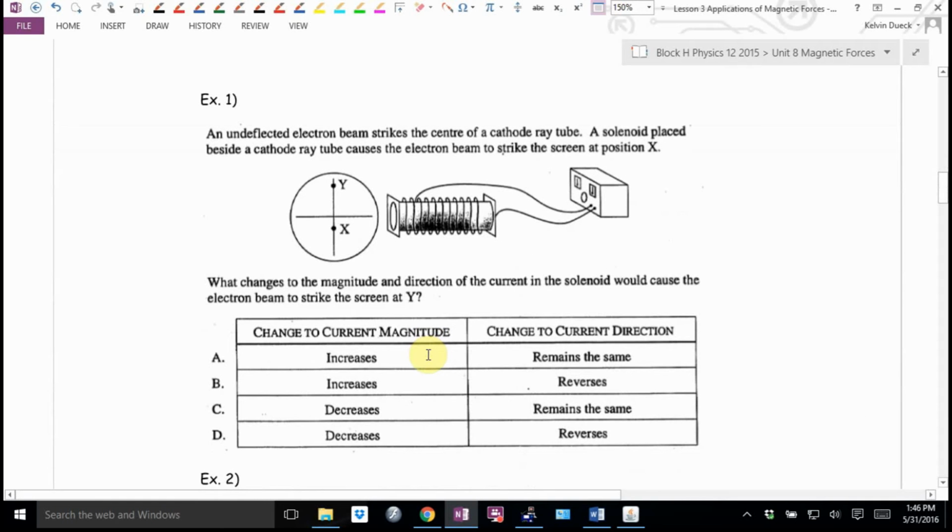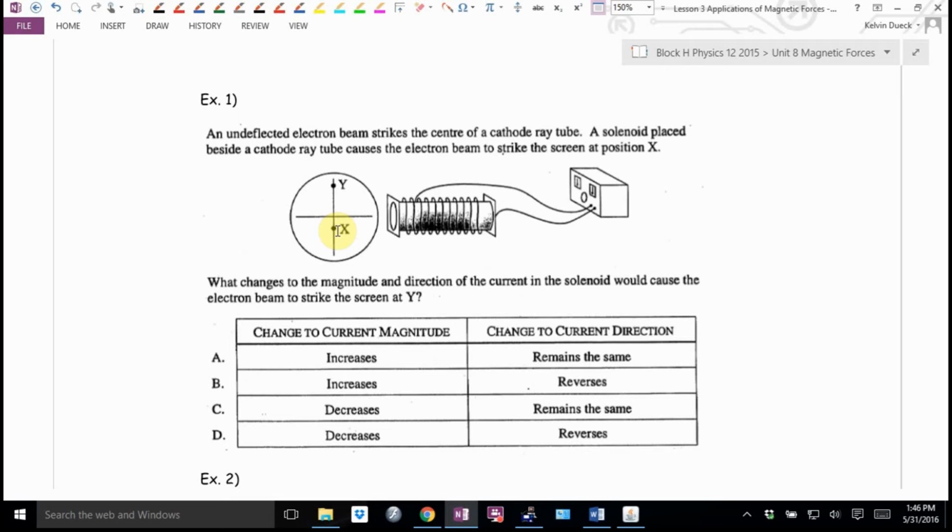So example 1 says this. An undeflected electron beam strikes the center of the cathode ray tube. Then we put a solenoid right there, and it causes the beam to strike at location X. So when the solenoid is there, the electron beam is deflected which way? Down, slightly. What changes to the magnitude and the direction of the current in the solenoid would cause the electron beam to strike the screen at location Y?